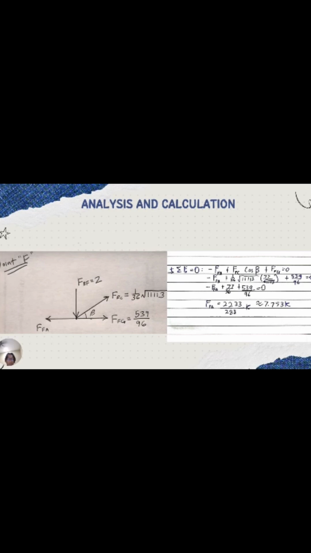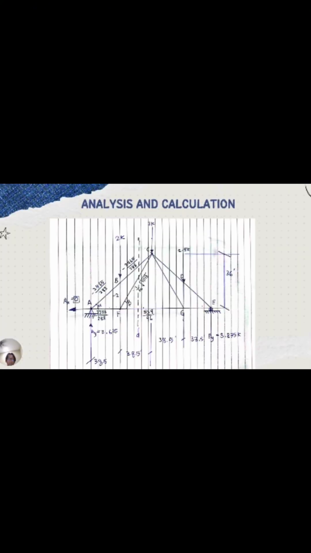After that, we analyze joint B using the method of joints. You can see here the free body diagram of it and the answer. After that, we look at joint F. This is the free body diagram and the answer. So yeah, this is all the result.